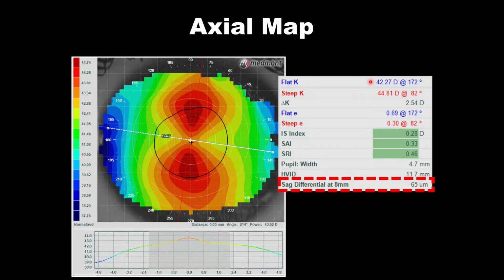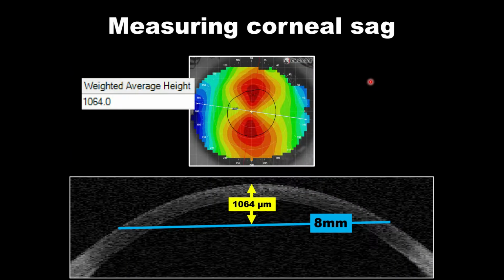Finally, we have the SAG differential, the sagittal differential at 8 millimeters. Now, what is that? That number tells you when it's recommended to use a toric ortho-K lens or a symmetric. At Pacific University, we use a threshold of 30 microns. If the SAG differential is 30 or greater, we're going to use a toric ortho-K lens. When it's under 30 microns, we're going to choose a symmetric ortho-K.